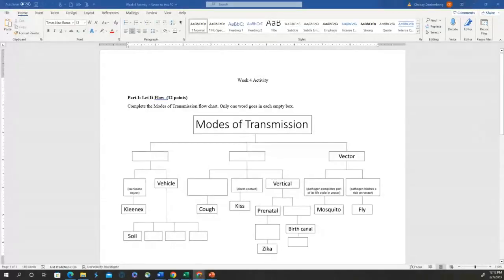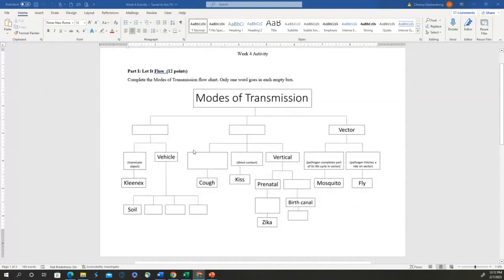Hi everyone. This quick video is going to just walk you through what you need to do for the week 4 activity. So the first part is called Let It Flow because you are going to be completing the flowchart. Last semester, I created flowcharts during our review sessions and I got a lot of really positive feedback.